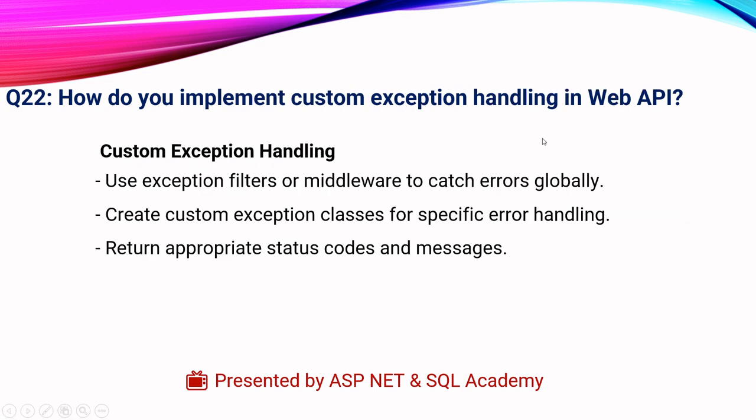To implement custom exception handling in Web API, you can use exception filters or middleware to catch errors globally. You can create custom exception classes for specific error scenarios and return meaningful status codes and messages to the client.